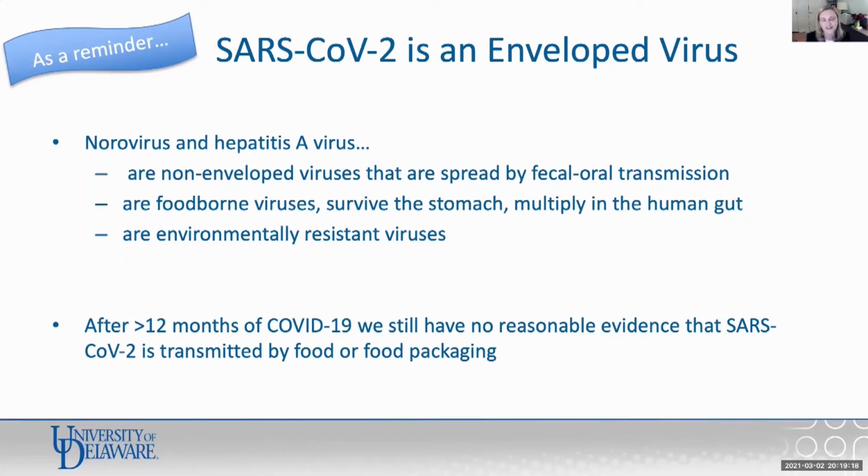So just a reminder that in food science and as food safety specialists, many of us are used to thinking about how to control very hardy and very difficult to control viral pathogens like norovirus and hepatitis A virus. Both are non-enveloped viruses that are spread by fecal-oral transmission. And we know those are environmentally robust microorganisms. But we do not see that at all with SARS-CoV-2.